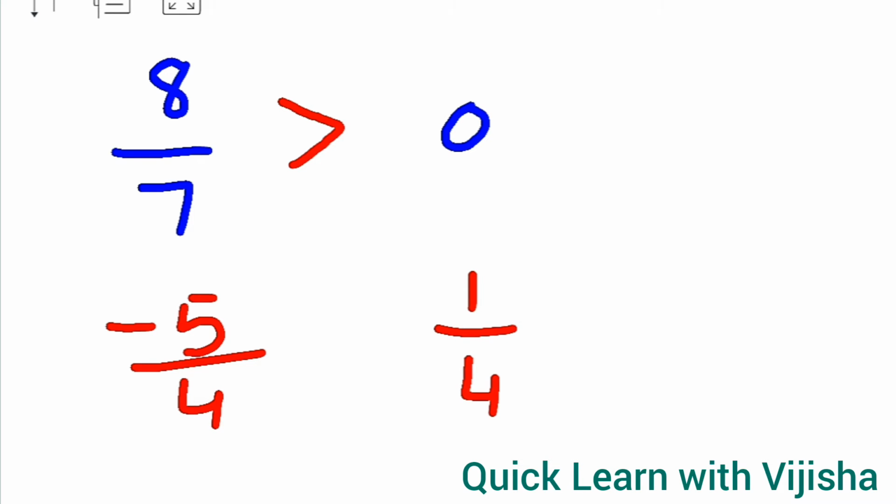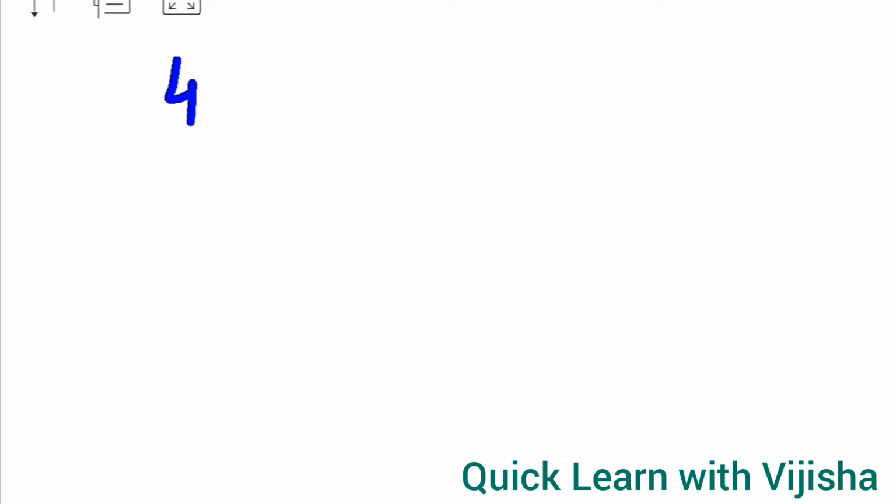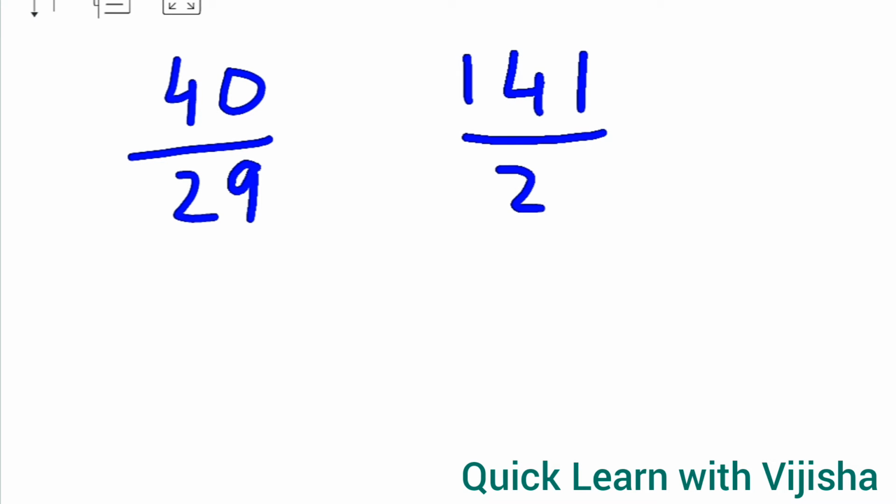Comparing a negative and a positive. So this is a negative number and this is a positive number. Comparing both the fractions, the positive number will always be greater. So we will open the sign at 1 upon 4. Understanding, children? We will see the fifth question. 40 upon 29 and 141 upon 29.